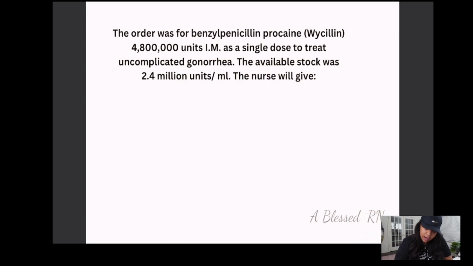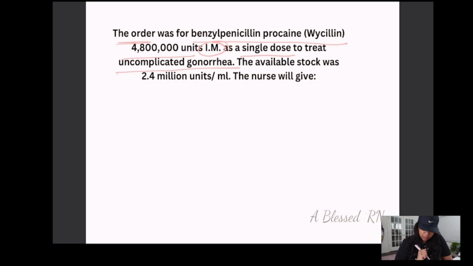So in this case, all right, the background information. We know that this patient has uncomplicated gonorrhea, and that's all we need to know about the patient. And then the order is for this drug, this many units, and this route as a single dose. So we just need a one time dosage.